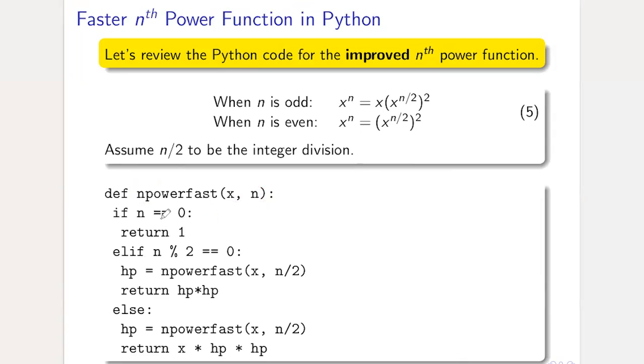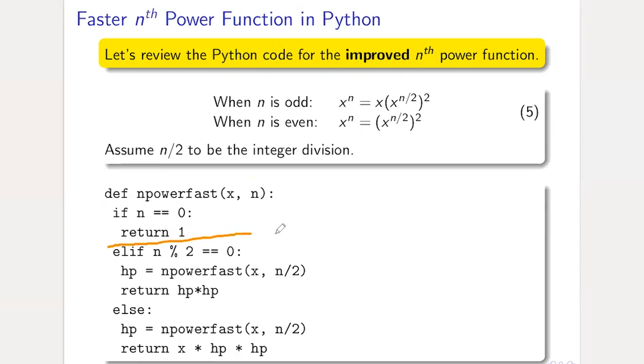Now, first of all, I will apply the base case. So the base case hasn't changed. If n equals 0, that means the power to which the base should be raised is 0, you return 1, because anything raised to 0, the result is 1.